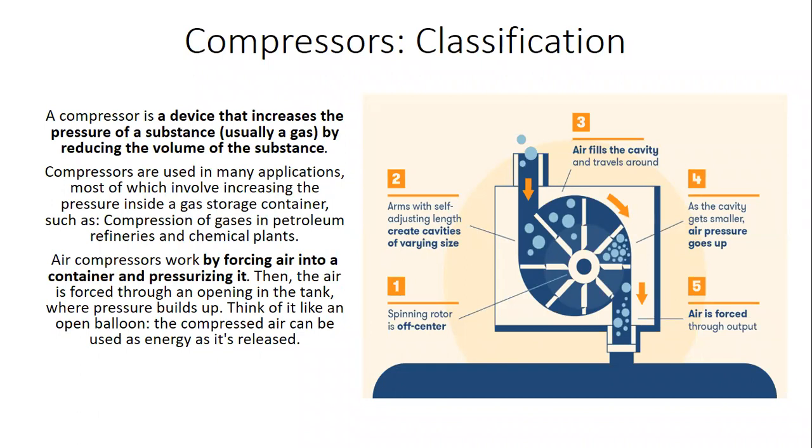So if you look at the diagram, the pictorial on the right, you would see it starting from one. Spinning rotor is off center. Number two, arms with self-adjusting lead creating cavity of varying sizes. This cavity of varying sizes sucks in air. Air fills the cavity and around it. As the cavity gets smaller, air pressure goes up. So the cavity becomes smaller and smaller, so it builds up pressure. Then it is forced out through another output.